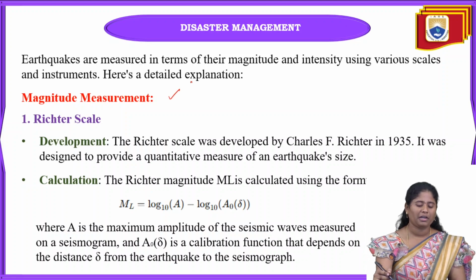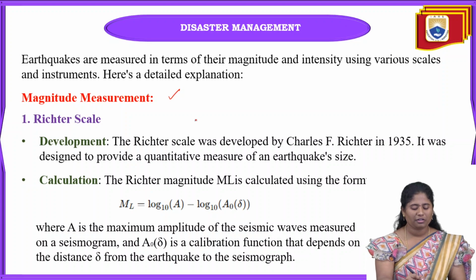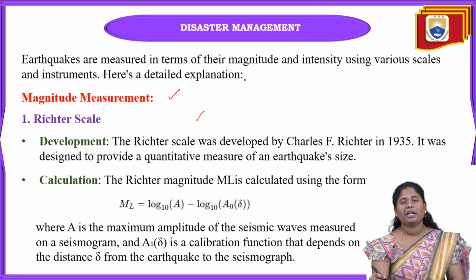Coming to the first one, that is magnitude measurements. In magnitude, the Richter scale is the first one. Mainly, how can this Richter scale be determined and who invented it? Firstly, it was developed by Charles F. Richter in the year 1935.